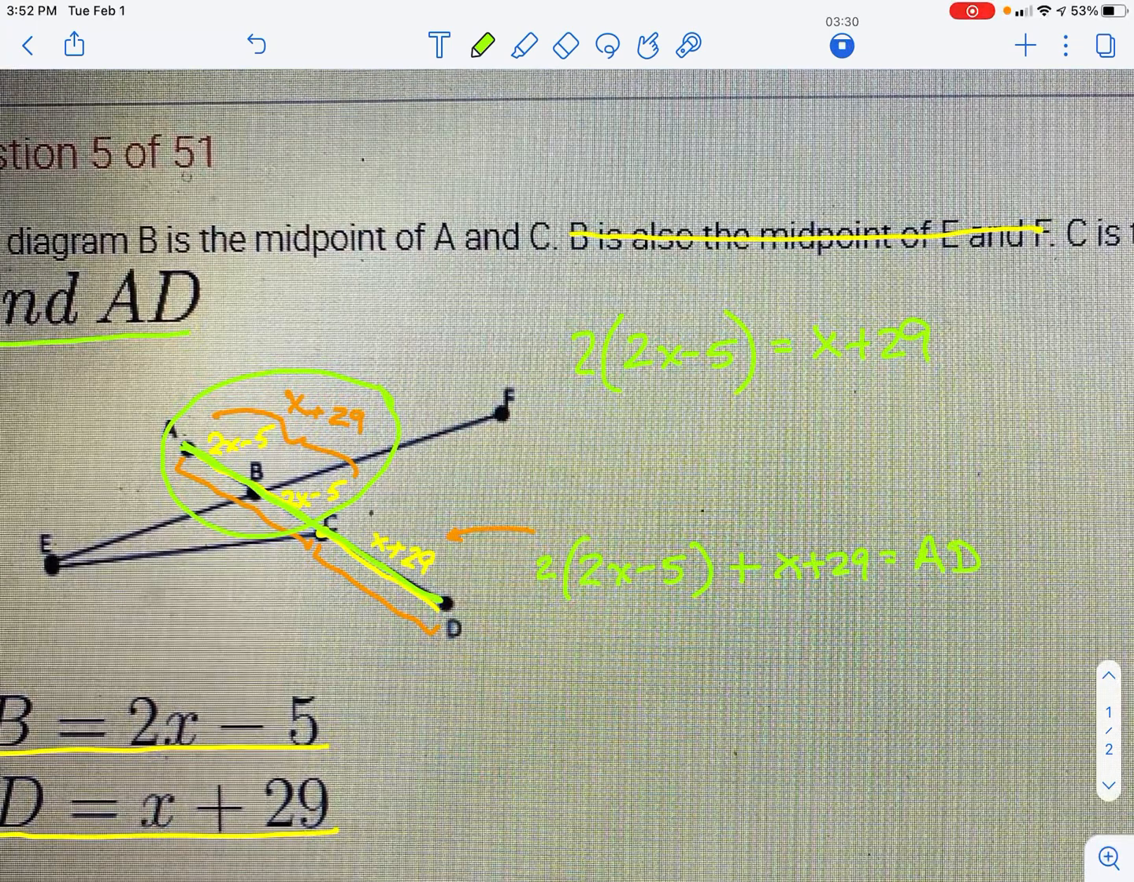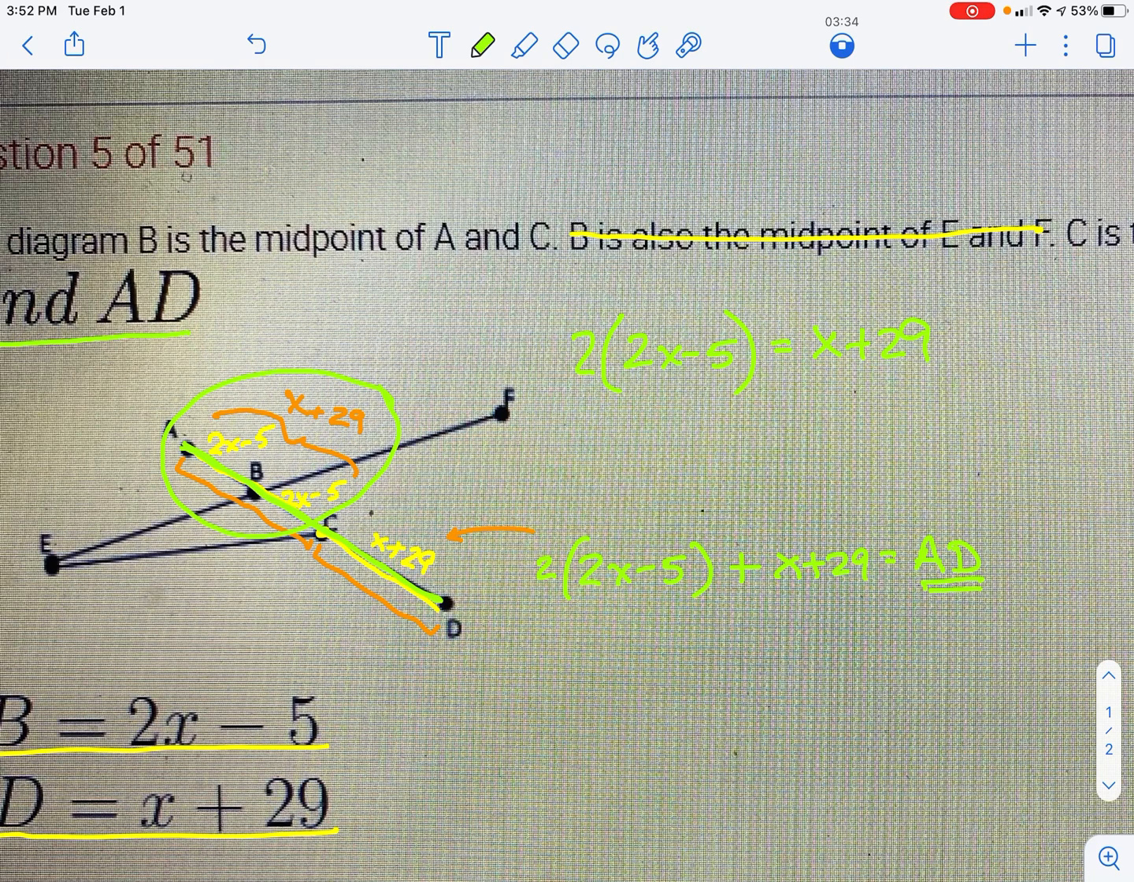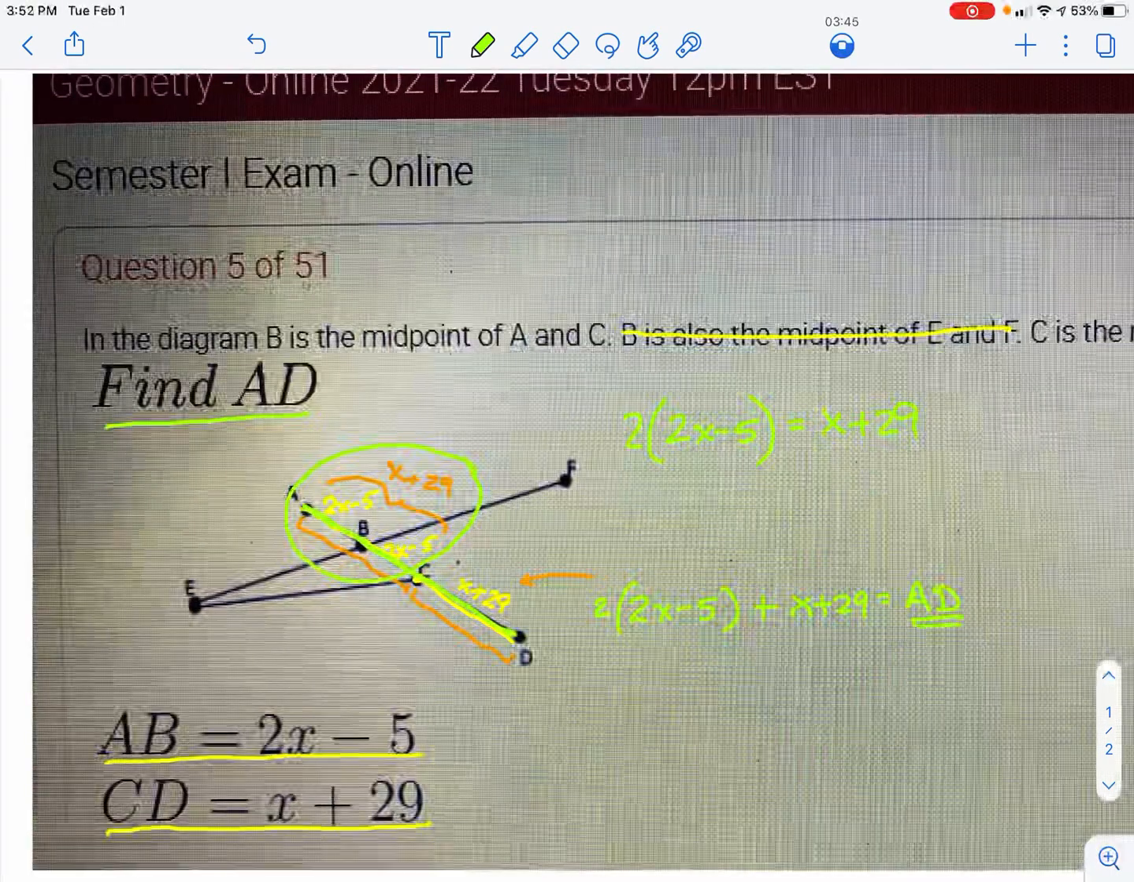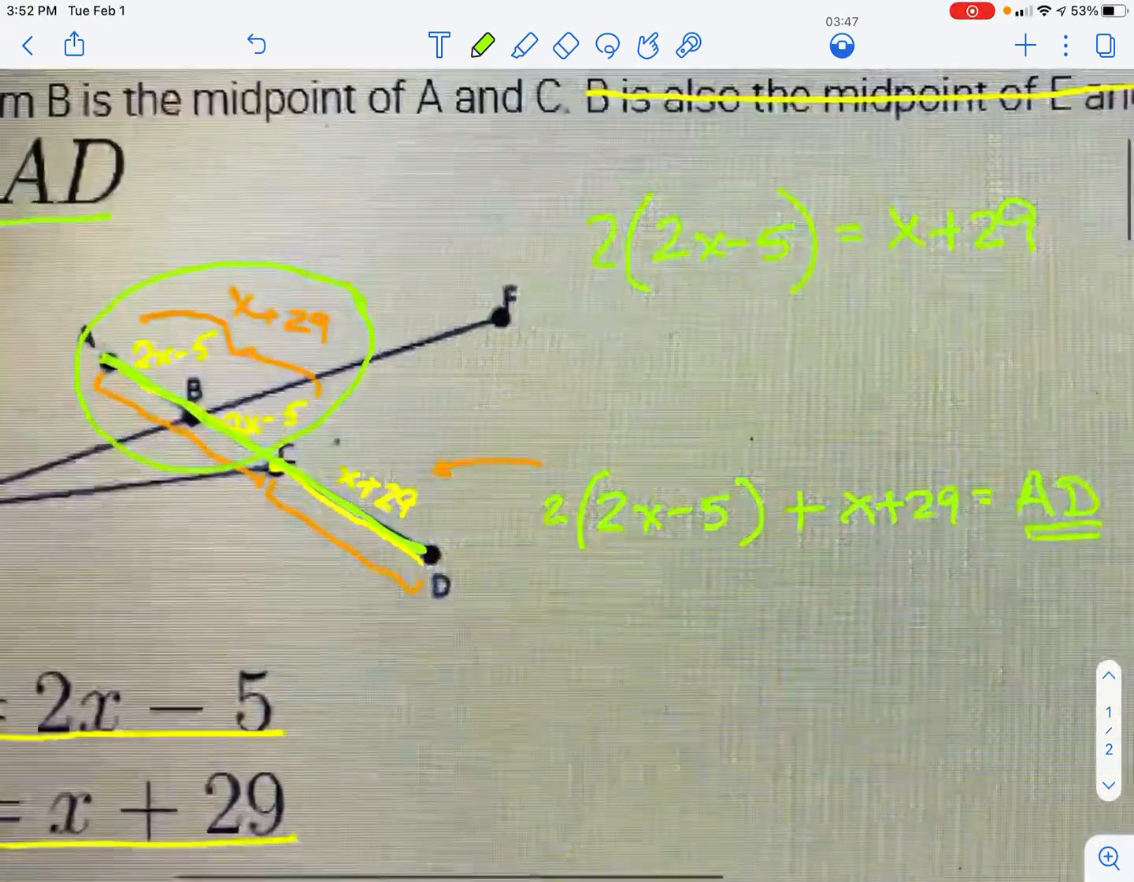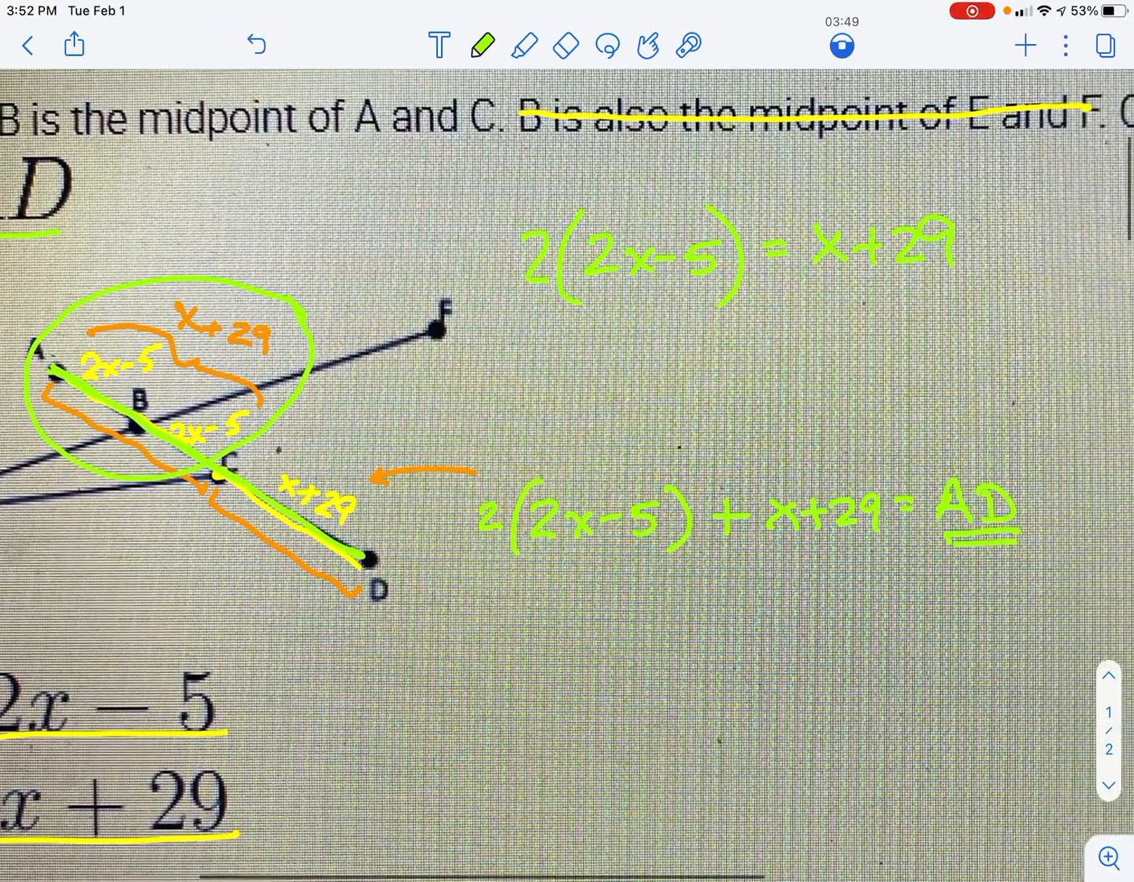Well, look, I've got too many variables in place. There's no way to solve for x here because I've got variables AD over here. Okay, so that's why we've got to figure out a value for x first. Once we know that, then we can go back in and put the value for x in and figure out what the line segment AD's length actually is.